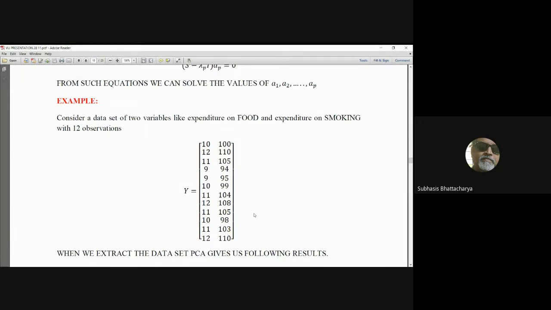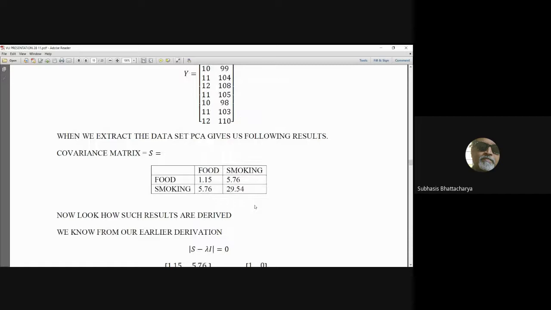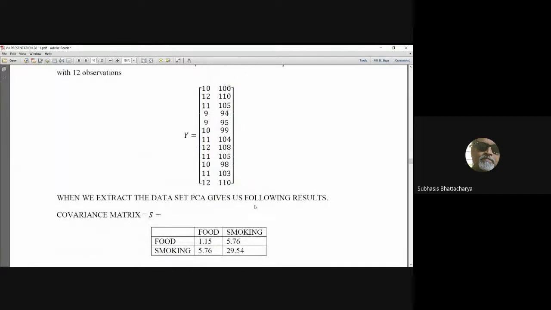This is the data set which I actually ran through SPSS. Now, what PCA gives us if we extract from the data set is the variance covariance matrix. Just don't think about PCA. Suppose these are the variables: this is the food expenditure and this is the smoking expenditure, and you place these two columns in Excel.